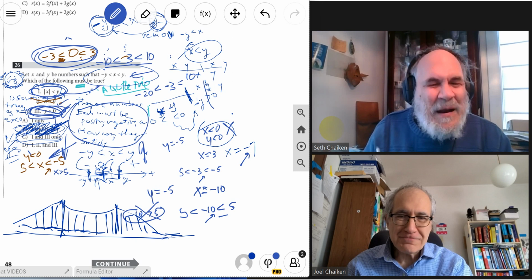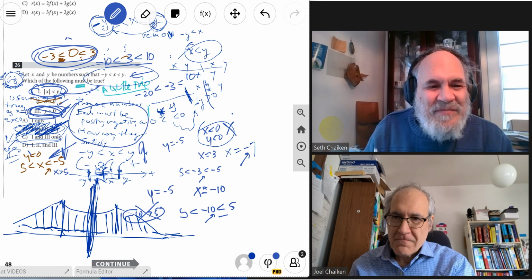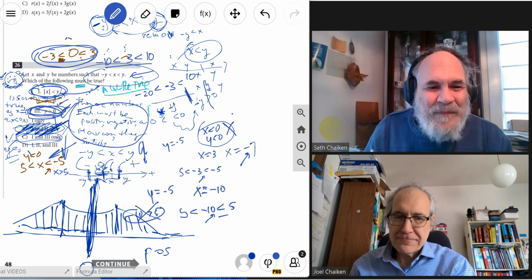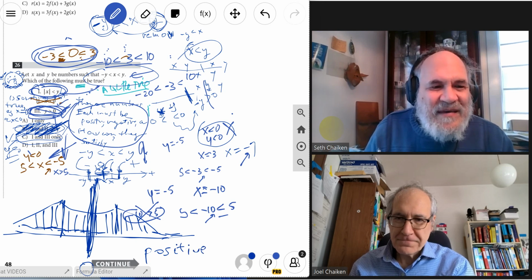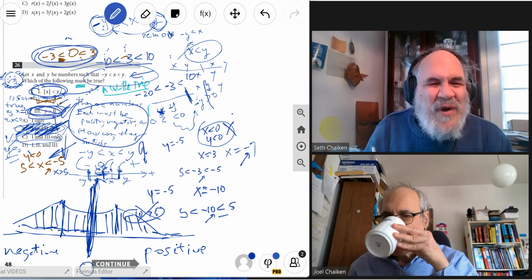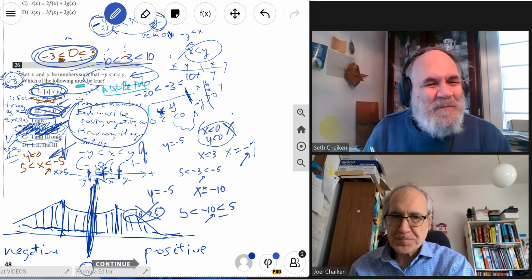Now, you take the origin, the middle of the bridge is 0. You take on the right side the positive numbers, and on the left side, the negative numbers. And then you ask, where might x and y be?